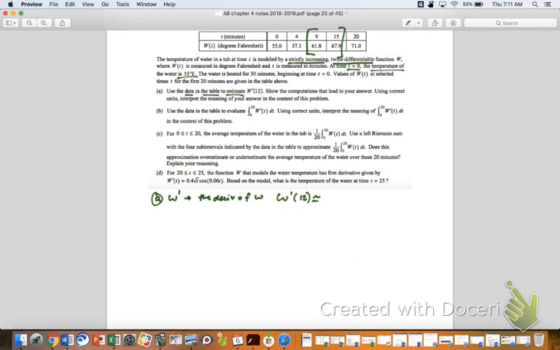All right, so I would then say that W prime of 12 is approximately equal to the slope of the secant line, which would be 67.9 minus 61.8 divided by 15 minus 9. And I am coming up with a value of 1.017 for that. It didn't say, well, it does say use correct units when we interpret it, so I'm going to go ahead and put the units on here. The units would be degrees Fahrenheit per minute.